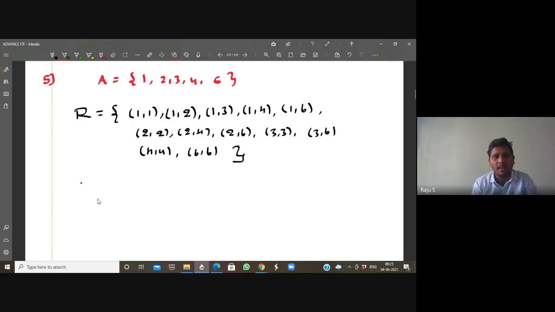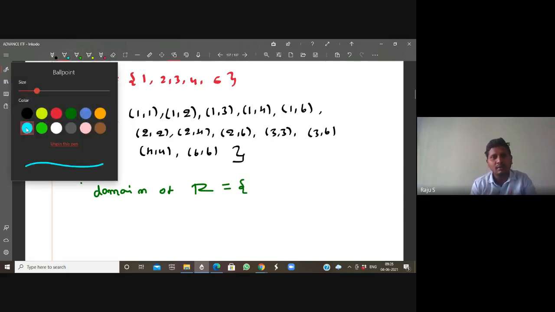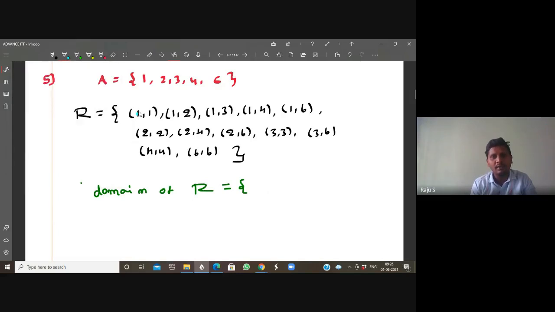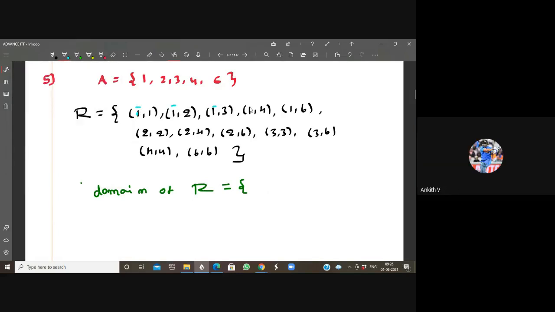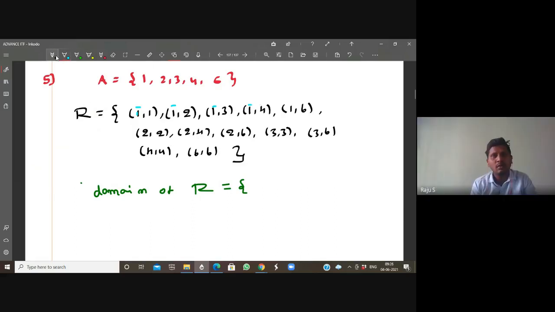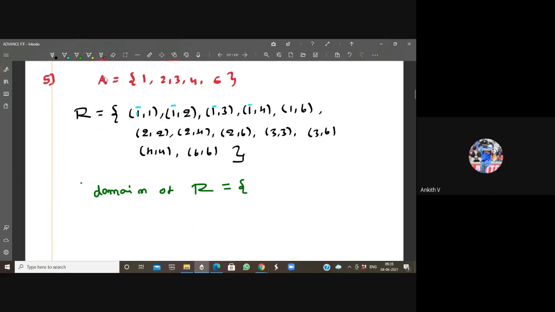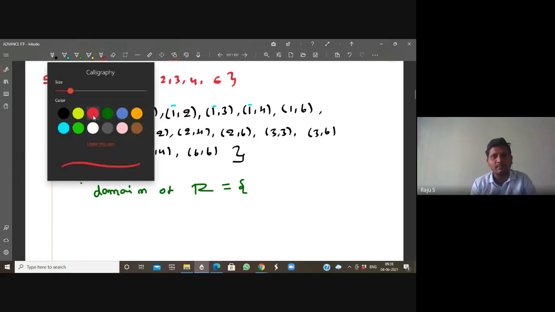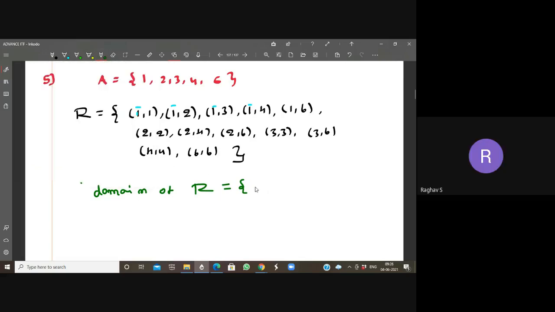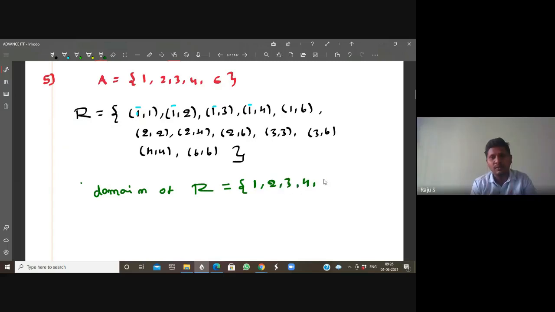Now I'm going to write the domain. Domain of R is the set of all first components: 1, 2, 3, 4, 6. Am I right? Yes, sir. The set of all first components is 1, 2, 3, 4, 6.